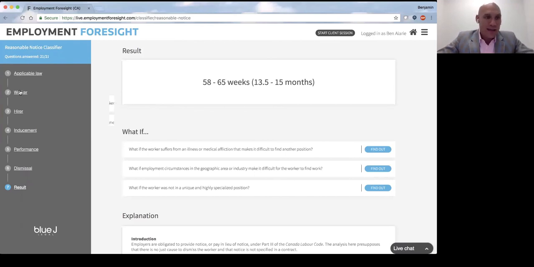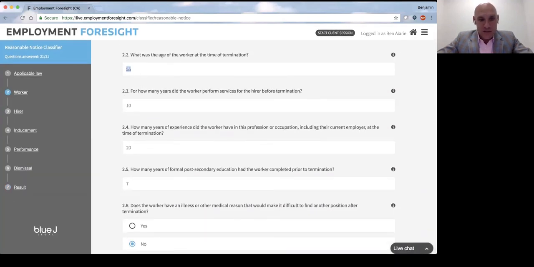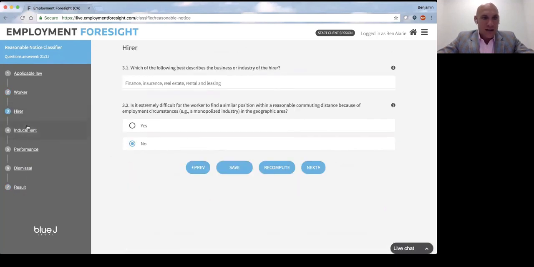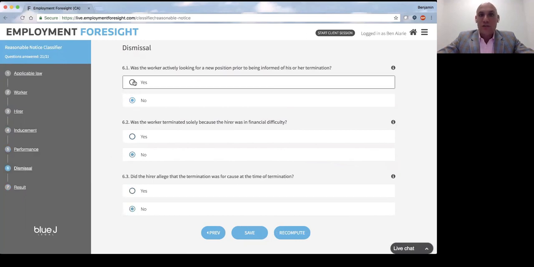So let's go back and change this to the baseline: 45 years at the age of termination. Now we've got the question about whether she was actively looking for a new position prior to being informed of her termination. Let's see what the influence of that is. Remember, the baseline here is 12 to 13.5 months. What if she was looking for a new position prior to being informed of her termination? What should the influence of that be?